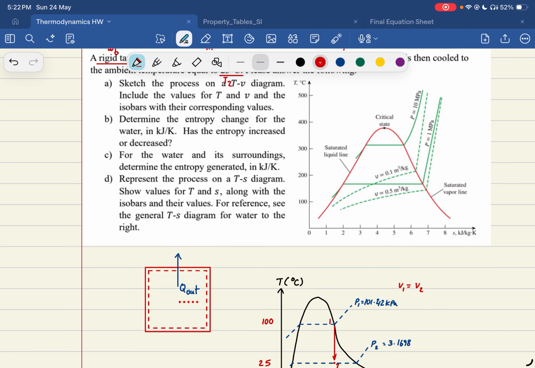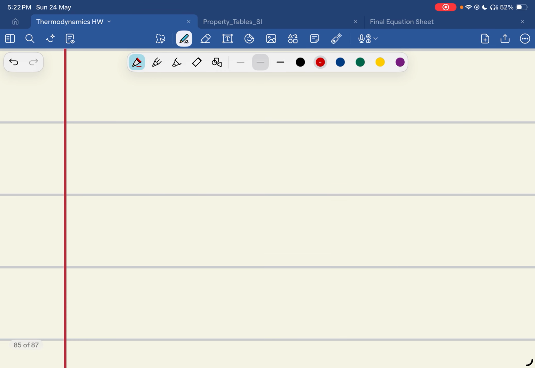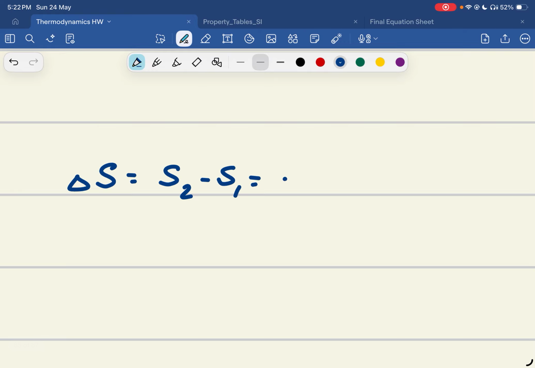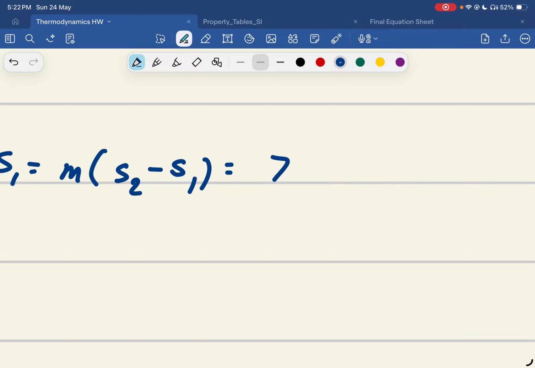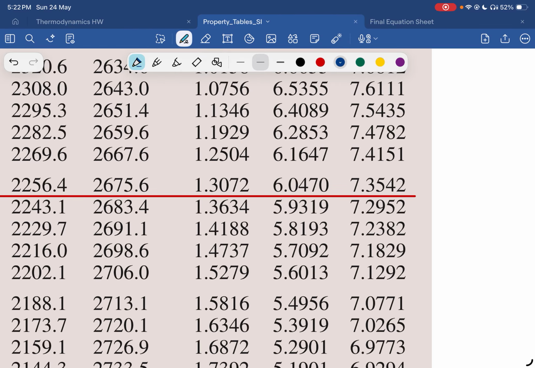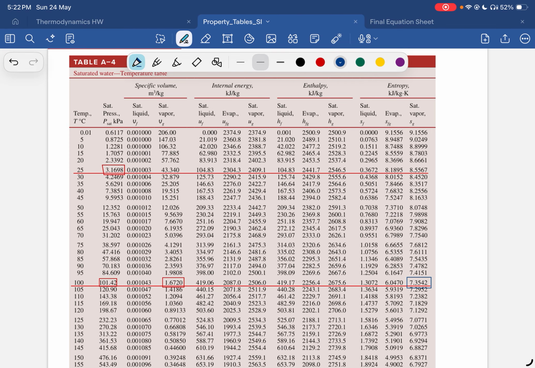And now it says determine the entropy change for the water in kilojoules per kelvin, and has entropy increased or decreased. Okay, so our formula is going to be change in S equals S2 minus S1, which, we don't know the real value, so we're just going to take the mass times the specific entropies, and we can find our specific entropy from the table. So we have 7 kilograms of mass times S2 minus S1, and S1 is just 7.3542.